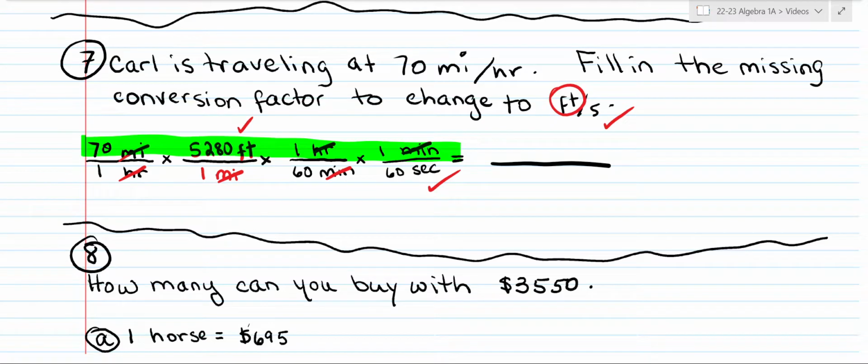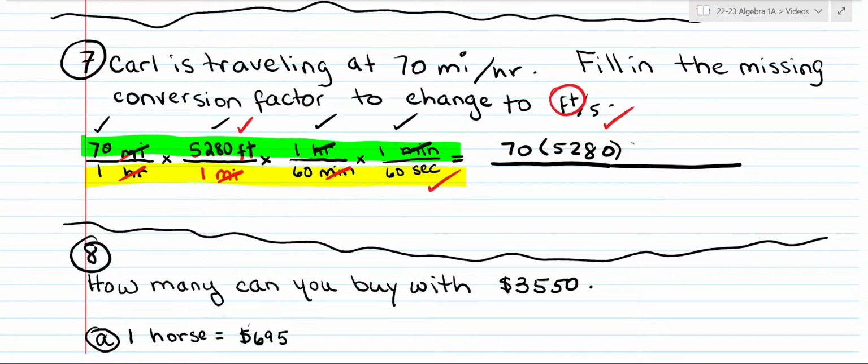Over all the numbers in the denominator. All right, numerator 70 times 5,280 times 1 and times 1. I mean, really? If you want to multiply by 1, multiply by 1. Now the denominator, it's a 1 times a 1. And like I said, if you want to multiply by 1, knock yourself out. Just make sure you know how to use your calculator.